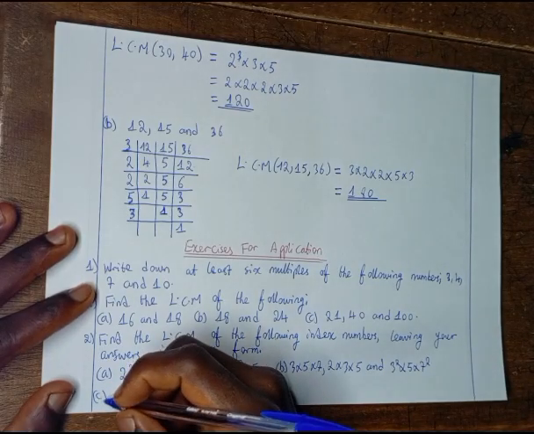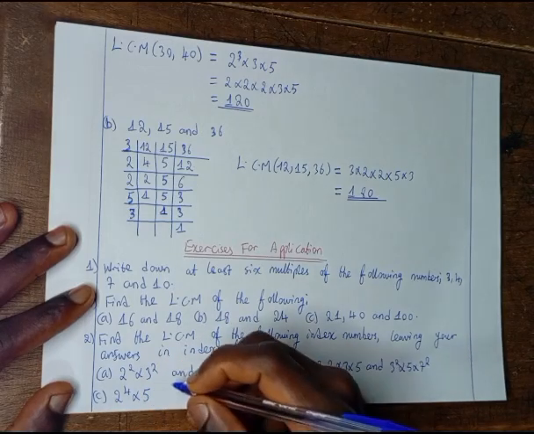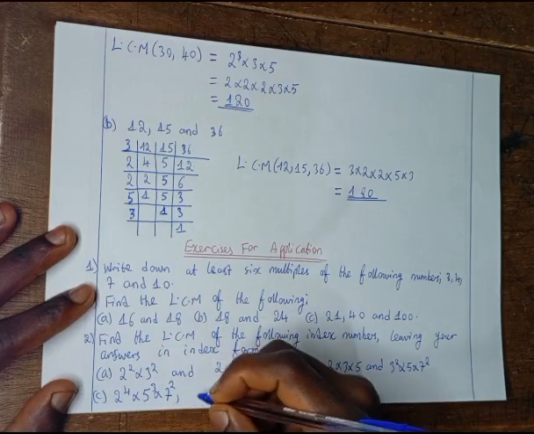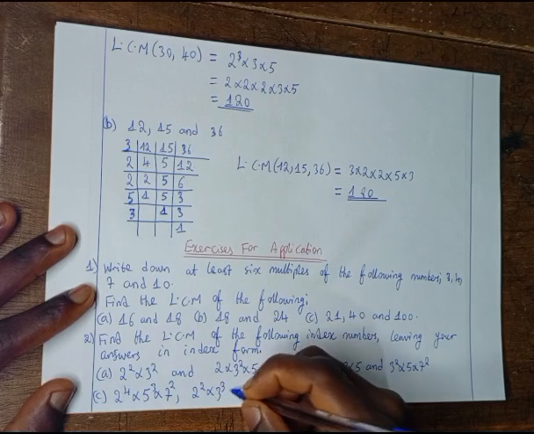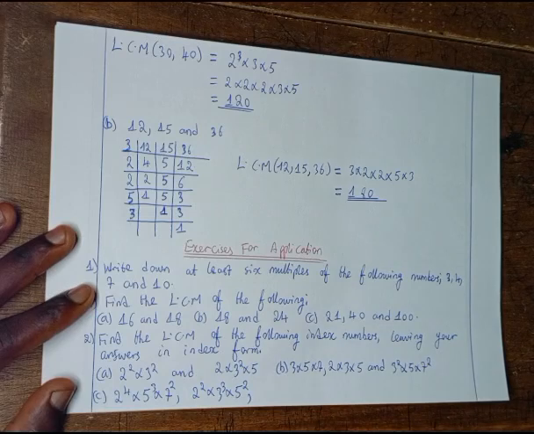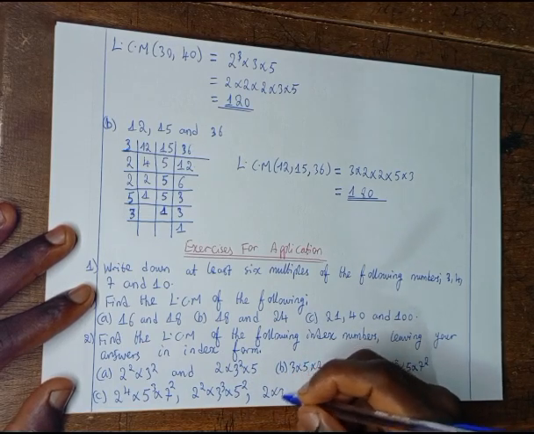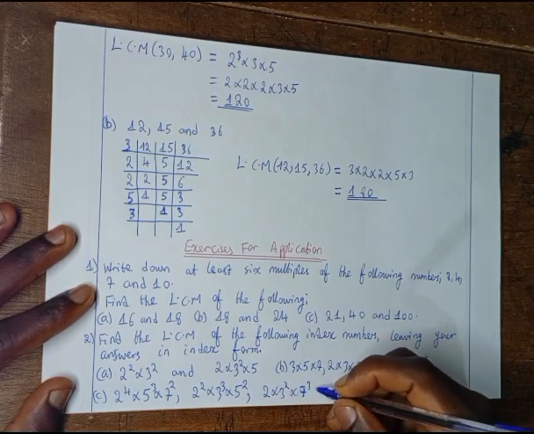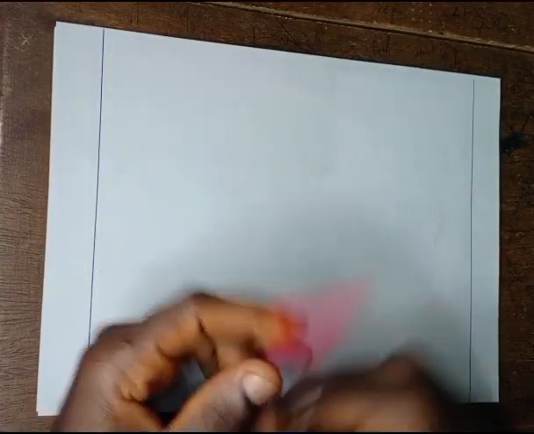For C, we have 2 raised to the power 4 times 5 raised to the power 3 times 7 raised to the power 2. The second number, we have 2 raised to the power 2 times 3 raised to the power 3 times 5 raised to the power 2, and the third number, we have 2 times 3 raised to the power 2 times 7 raised to the power 3 times 11 raised to the power 2. Take down solution.